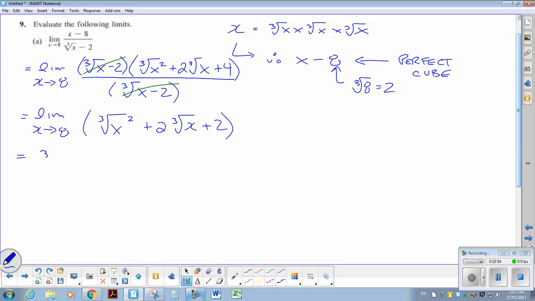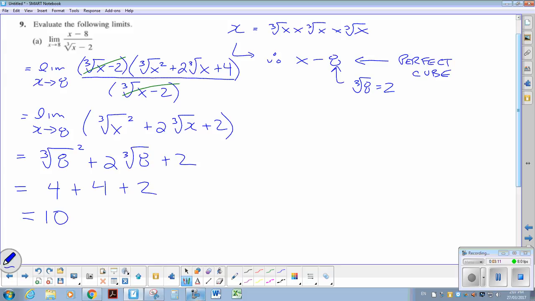So we'll have the cube root of 8 squared plus 2 times cube root of 8 plus 2. So cube root of 8 is 2, squared is 4. Cube root of 8 is 2, times 2 is 4, plus 2. And we end up with a value of 10. A very difficult question because it challenges your understanding of how factoring works. If you have any questions or need further explanation, let me know.